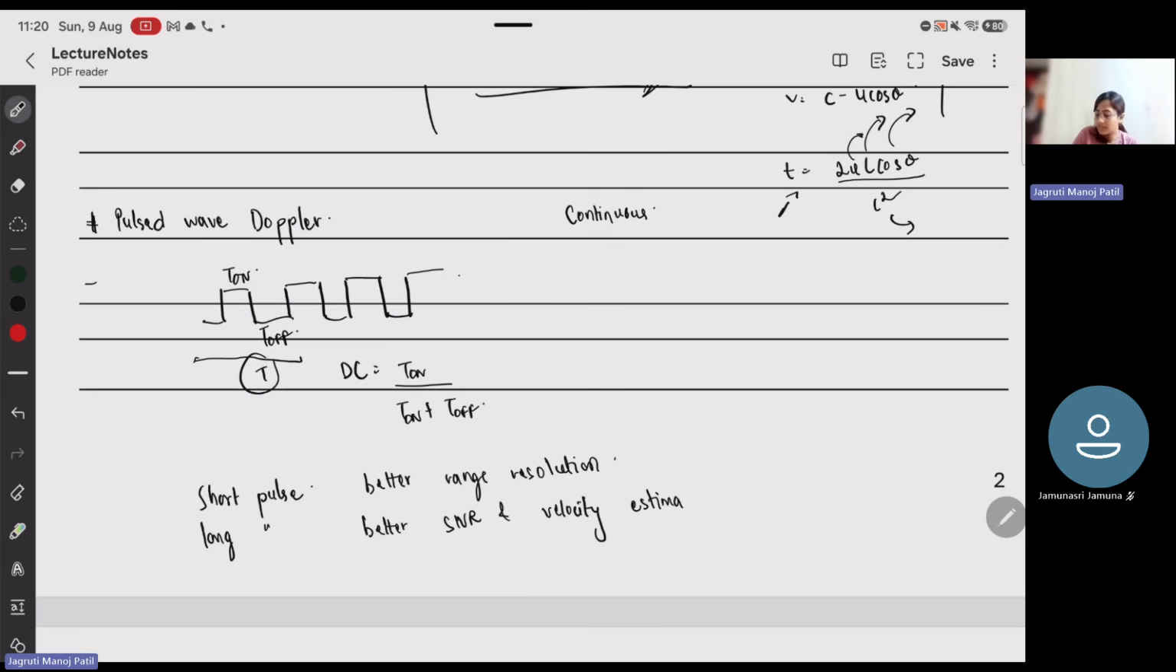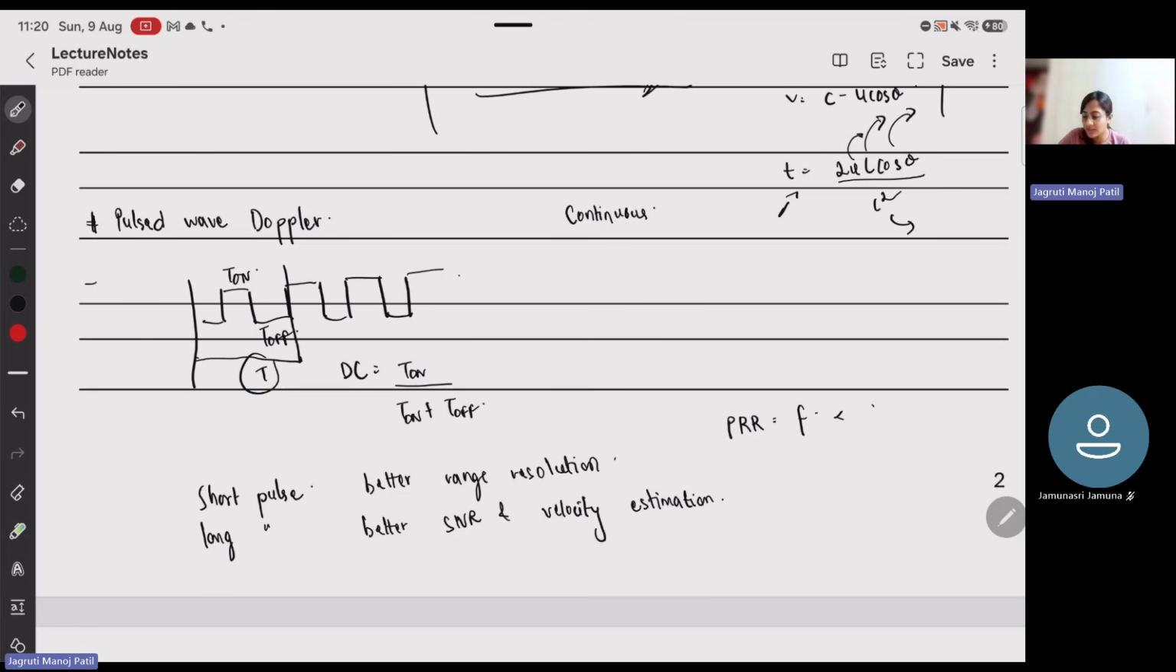So you have a better SNR and better velocity estimation in this case. Okay, so there are two cases which are based on this pulse repetition period or rate. What is pulse repetition period? We talked about it, right? We have this pulse. Now, after how much time will this pulse repeat itself? So the rate is with respect to frequency, and period is with respect to time, right? So if I talk about pulse repetition rate, it is the frequency I'm talking about.